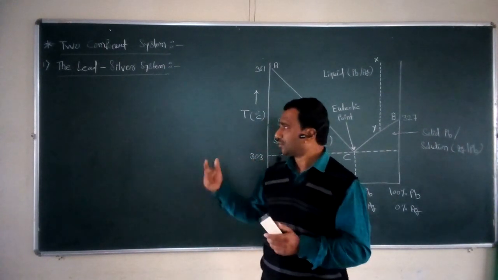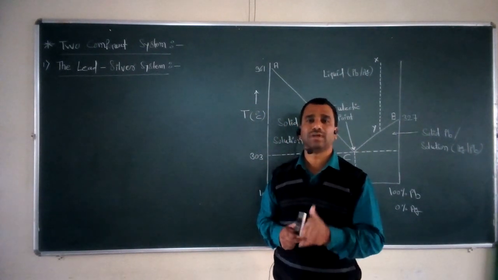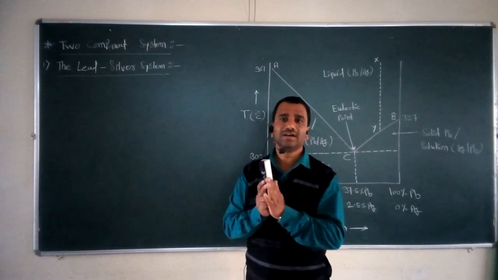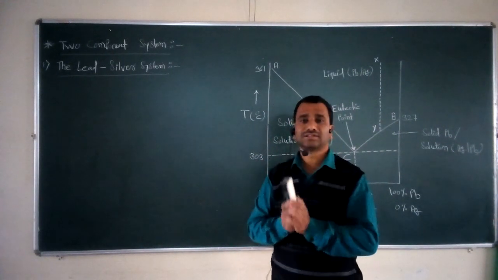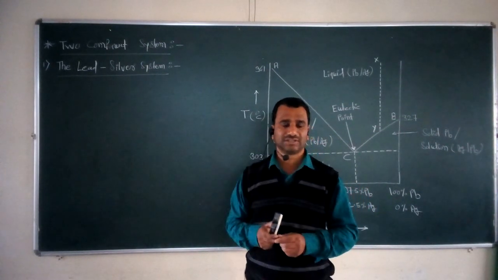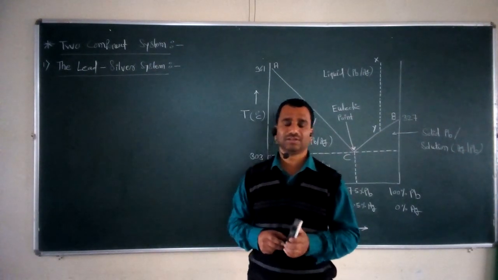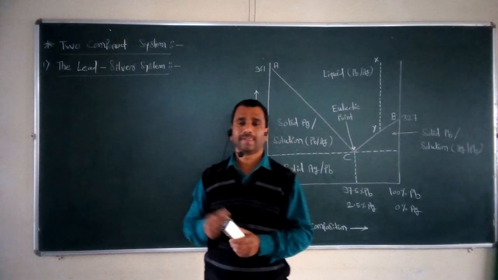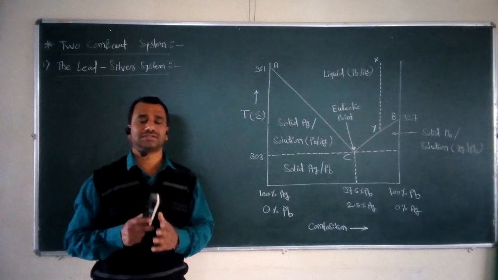Today we are going to take the two component system, and in that we have to study specifically the lead silver system. This is the second type of phase diagram we have to study in this lecture. We know very well the meaning of a two component system: two components of chemical composition are required in order to describe the given system completely. So the two component system we are going to study is called the lead silver system.